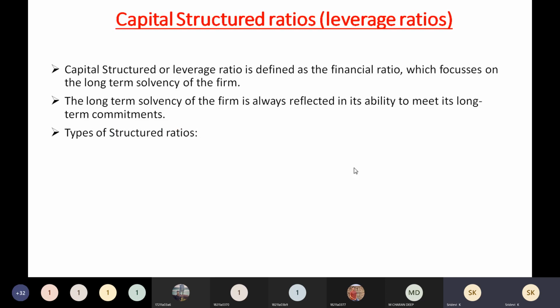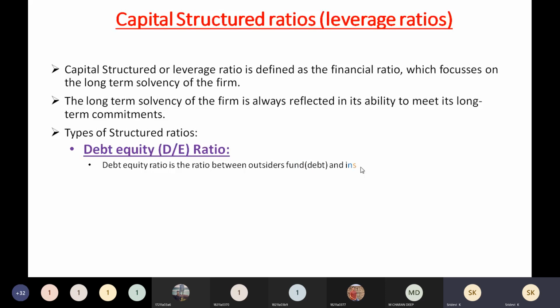Under this, we will come across the debt equity ratio, which is called the DE ratio. Debt means outsiders' funds and equity means insiders' funds, so this is compared here. What are the outside funds that the company is using and what are the inside funds? The standard ratio should be 1:1.